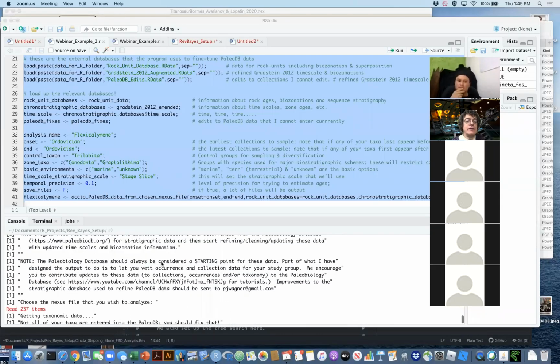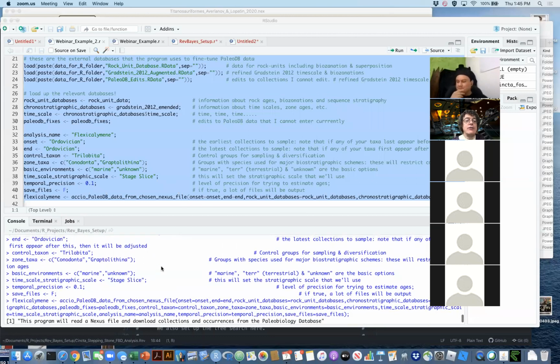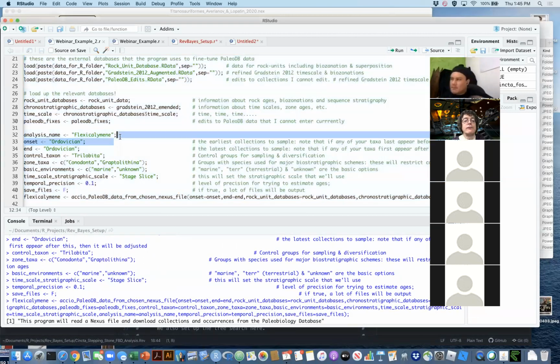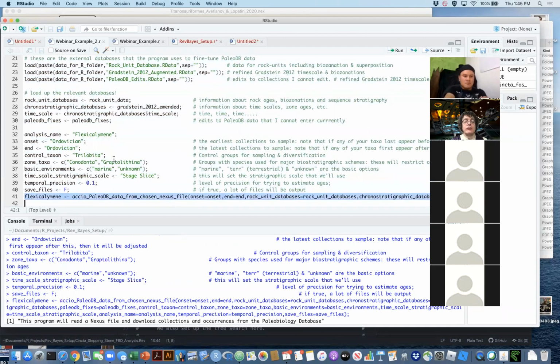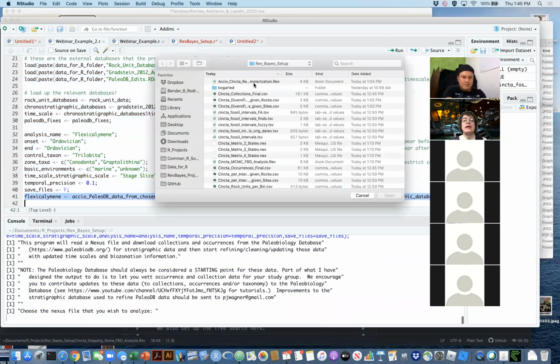So I just ran this. Sorry about that. Same thing. We changed the group: Ordovician, Flexicalameini. We're now grabbing trilobites for the control taxon. We changed our zone taxa to conodonts and graptolites. Much of the rest of it is going to be the same. And when I executed this, I'll just redo this really quick because it didn't take much time to tell us that we had a problem.